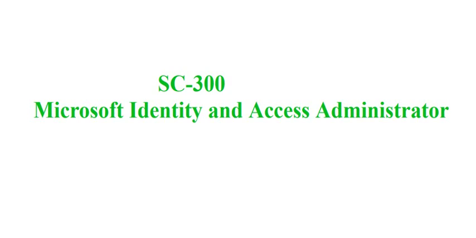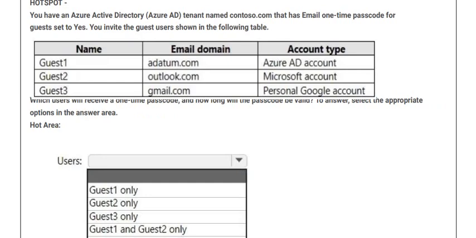Today's questions are: you have an Azure Active Directory tenant named contoso.com that has email one-time passcode for guests set to yes. You invite the guest user shown in the following table. Please go through the table. Which users will receive a one-time password and how long will the passcode be valid?